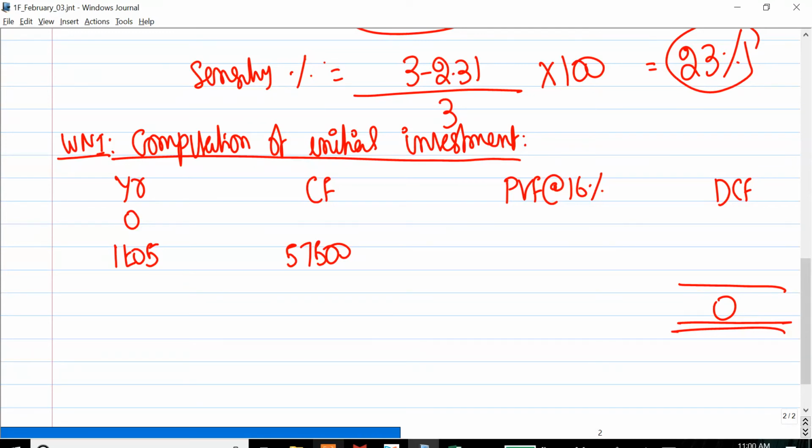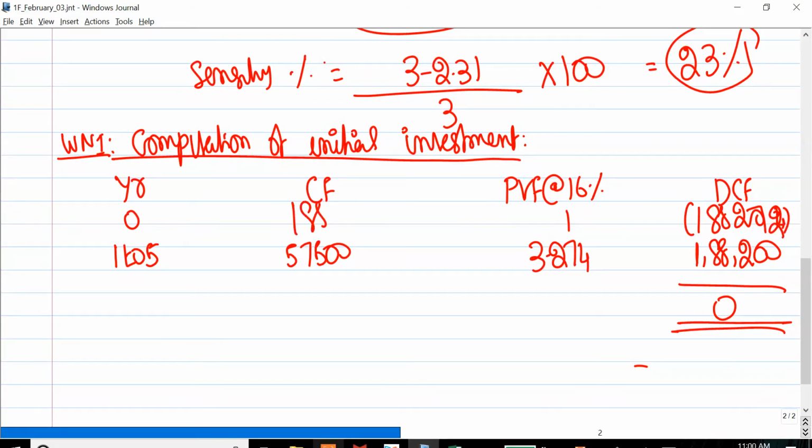What's the PVF at 16%, 5 year? 1 lakh 88,200, and the factor was 3 point... Okay, around 188 is the answer. 1,88,272. That's my initial outflow. My initial outflow is around 1,88,270.